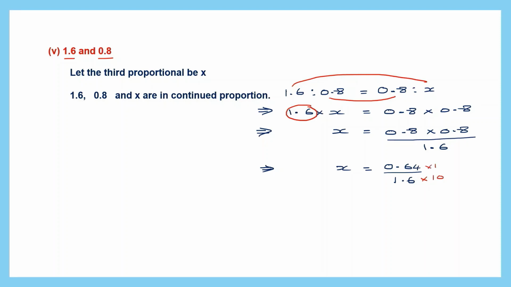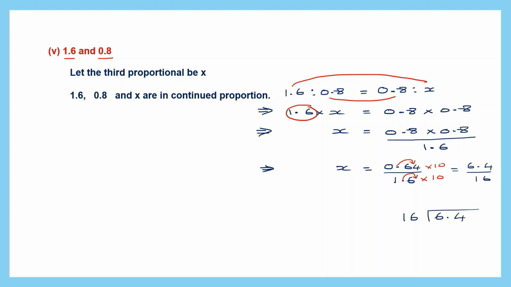So here also by 10. Here the point moves one place and comes here. Here it moves one place and comes there. So what do we have now? We have 6.4 divided by 16. So let's do that division. Let's divide 6.4 by 16.